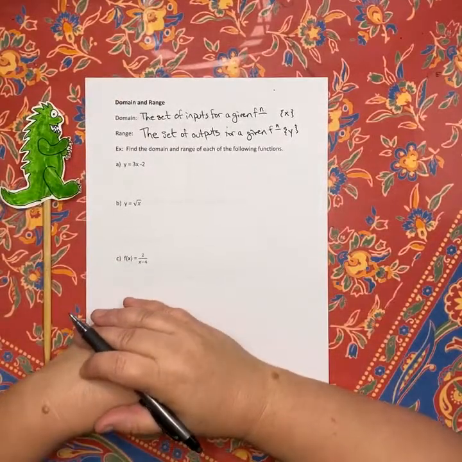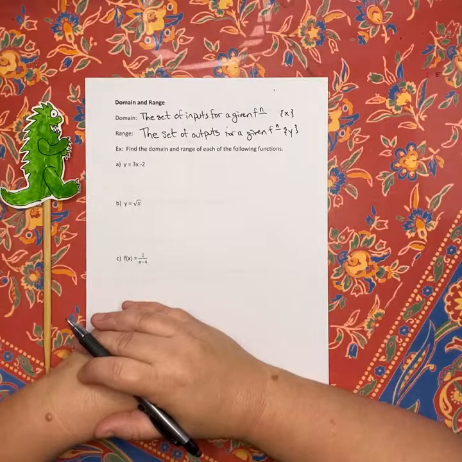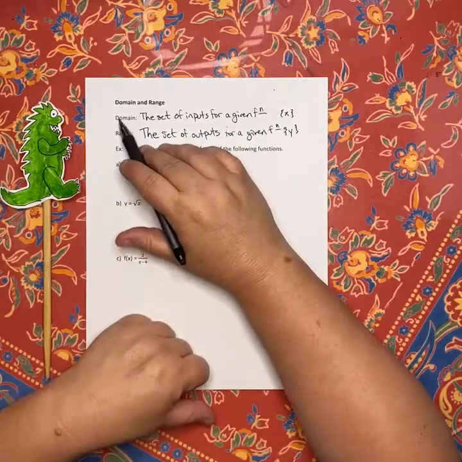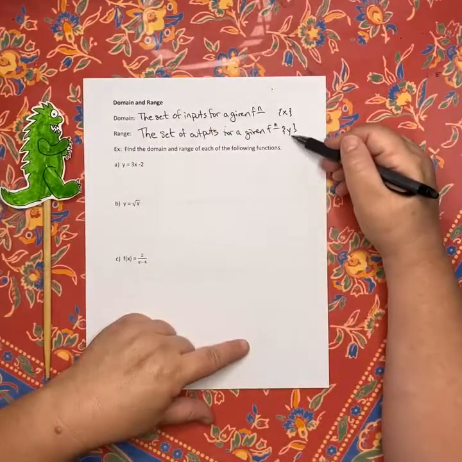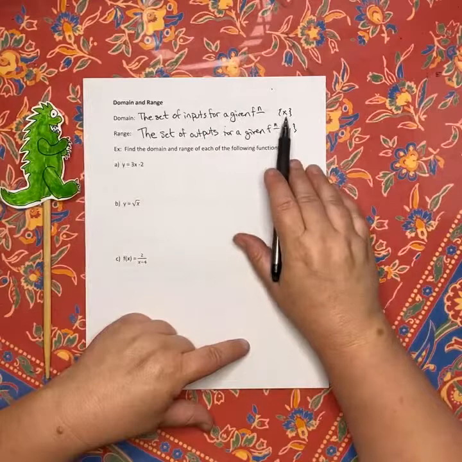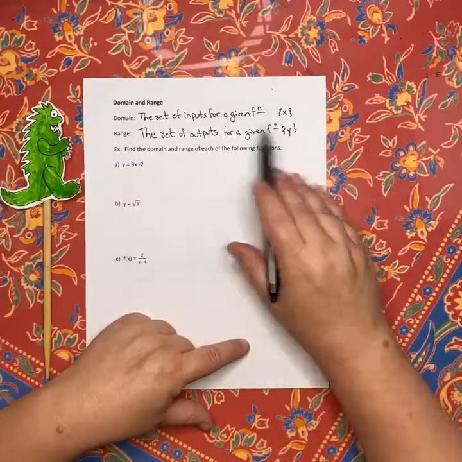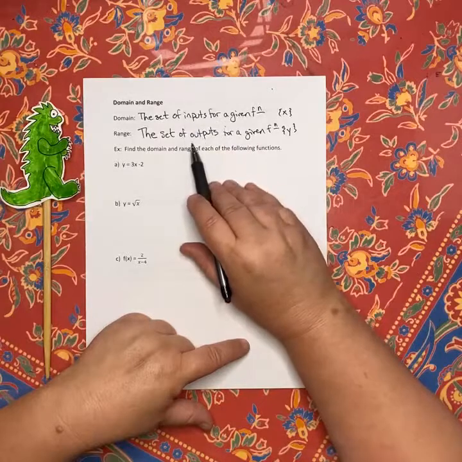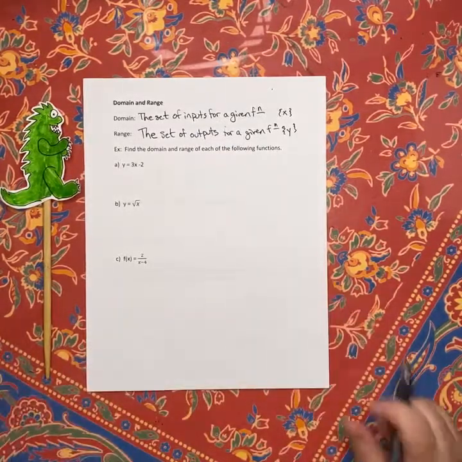And the only way that I know to remember which is which, at least back in the beginnings, was that D comes before R in the alphabet and X comes before Y in the alphabet. So that's how I match them up. The domain goes with the X's or the inputs. The range goes with the outputs or the Y's. And I comes before O in the alphabet. So it kind of all matches up.